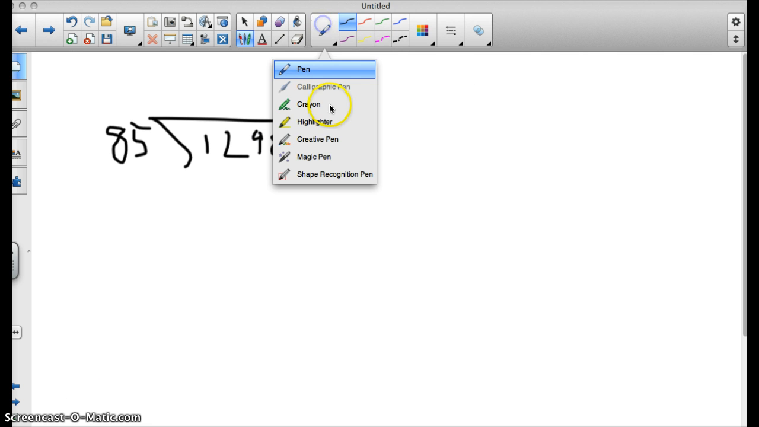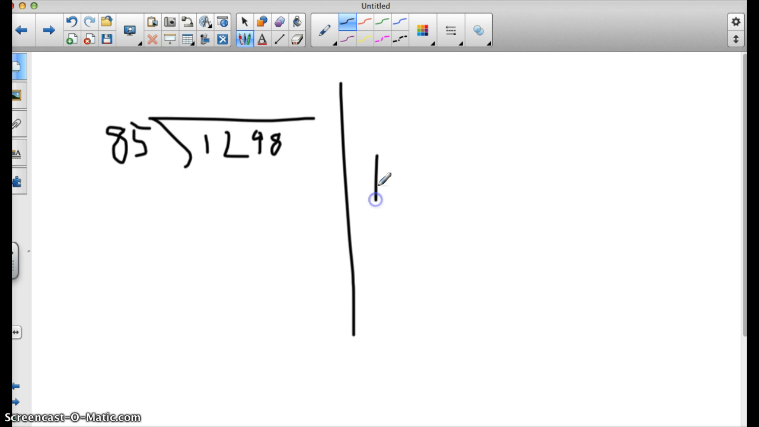Alright, so the last problem was our challenging one. 85 divided by 1,298. Apologies for the messy writing. Alright, so let's continue to work with our friendly numbers. And again, I'm going to just go with the simple 10 because it's easy. I can subtract 850. Remember, 85 times 10. I just put the 0 at the back, and that works fine. So I'll put my subtraction symbol. 8 minus 0 is 8. 9 minus 5 is 4. And 12 minus 8 is 4. So now I have 448.